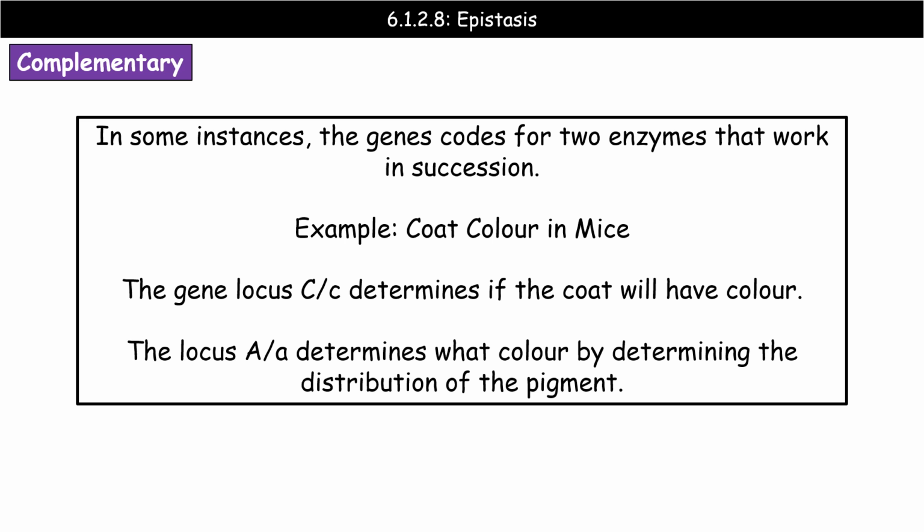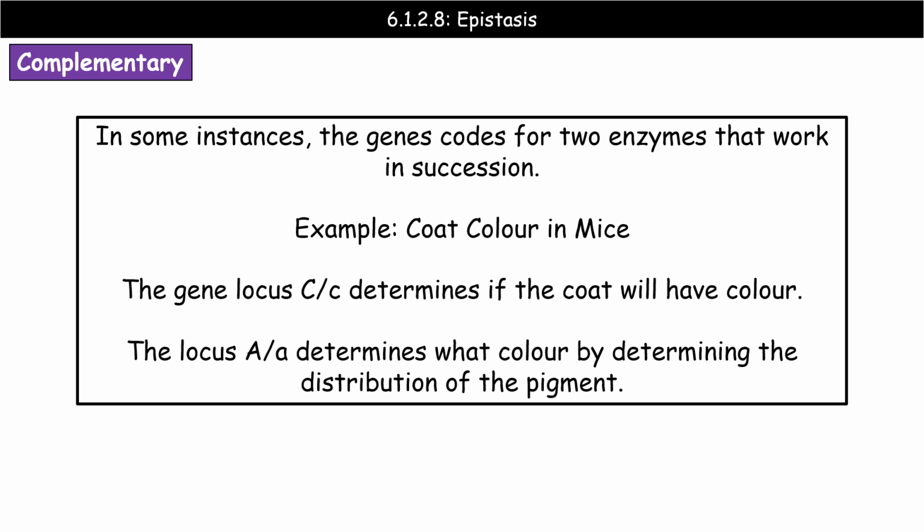The third type of epistasis we need to be aware of is the complementary. Now, what we typically see here is genes that code for 2 enzymes that work in succession. So obviously each enzyme has its own gene, and these enzymes are then going to work to give us some end result in a phenotype. The example we're going to look at is mice and their different coat colours, because mice are quite cute, as we'll see in my next little diagram.